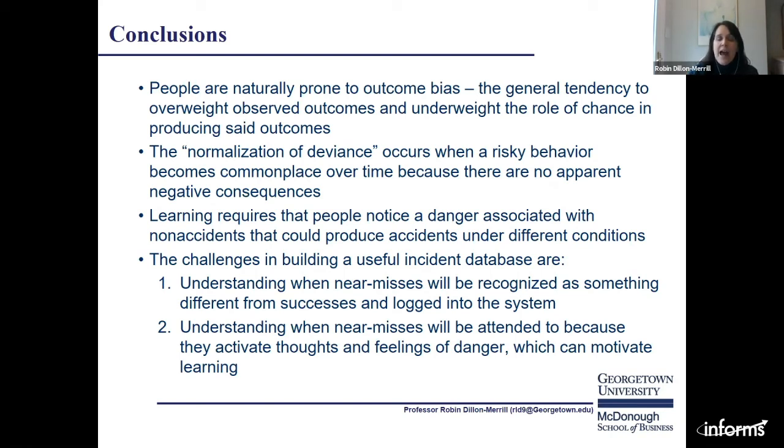Many of the NASA reports following Challenger and Columbia refer to normalization of deviance. And this is when a risky behavior becomes commonplace over time because there are no apparent negative consequences. And that is certainly a concern, and that is why we need to recognize these near misses. That if we normalize and allow these deviants, these additional risky behaviors to continue, then we can't learn from them. People forget that we even need to.